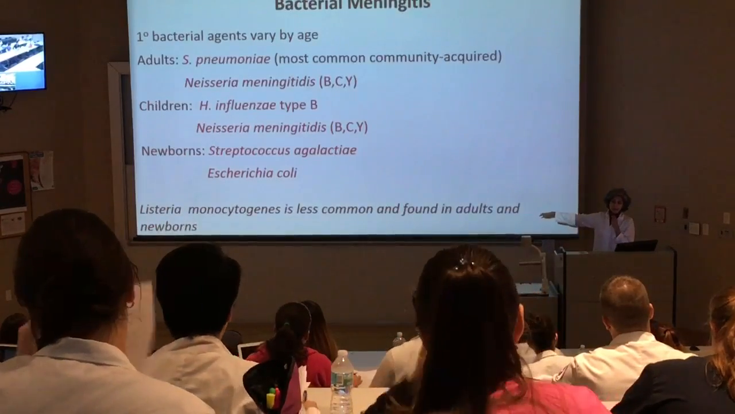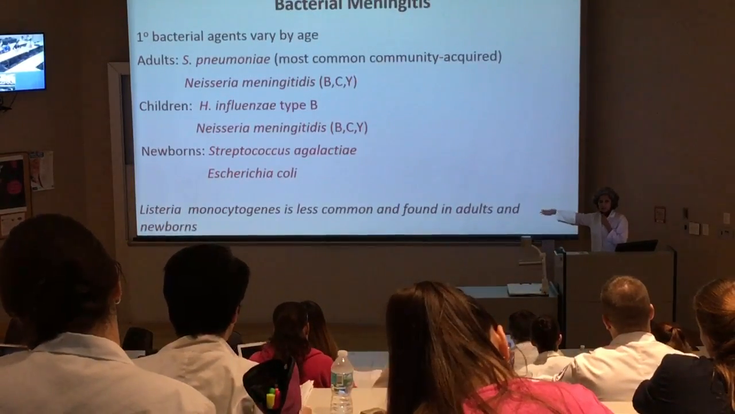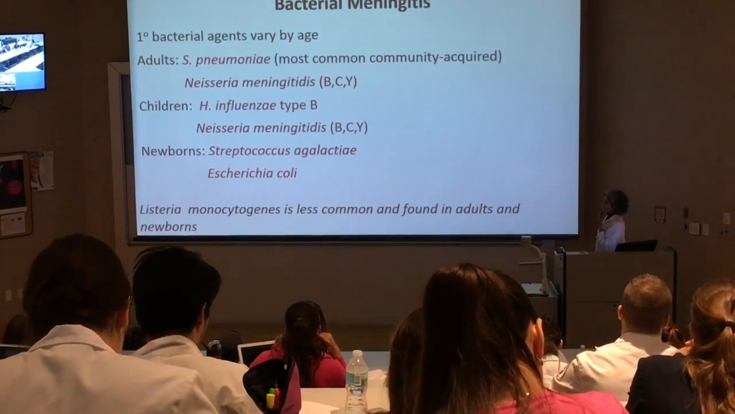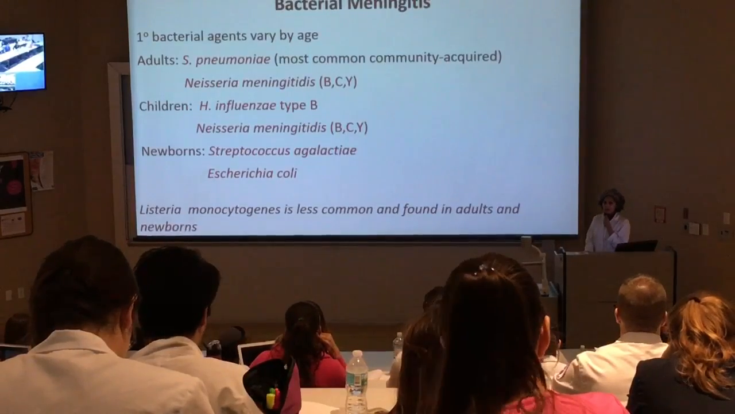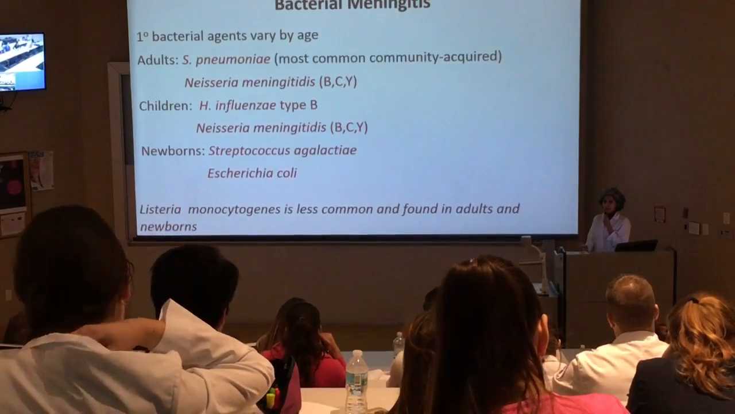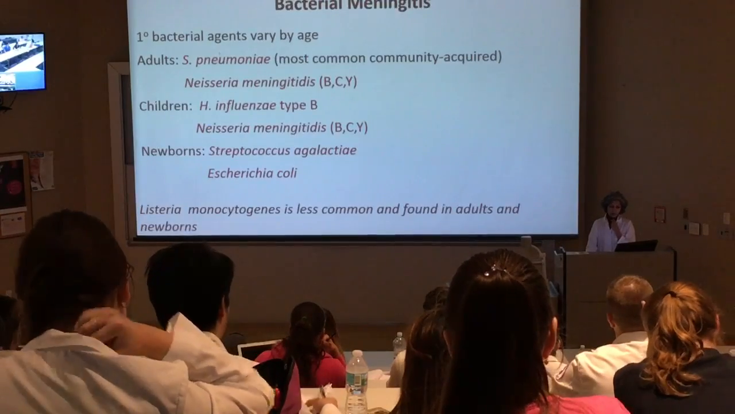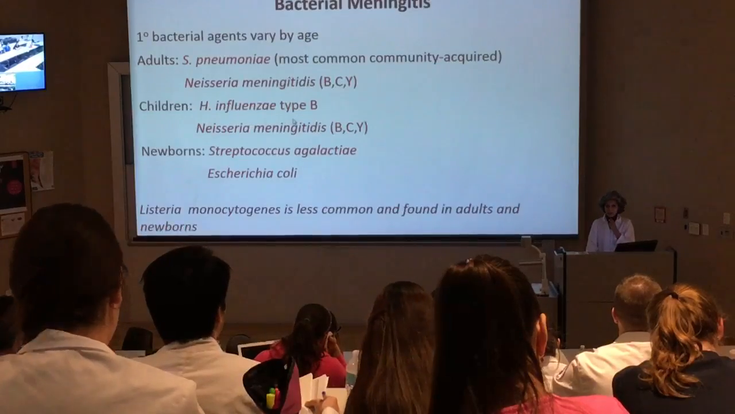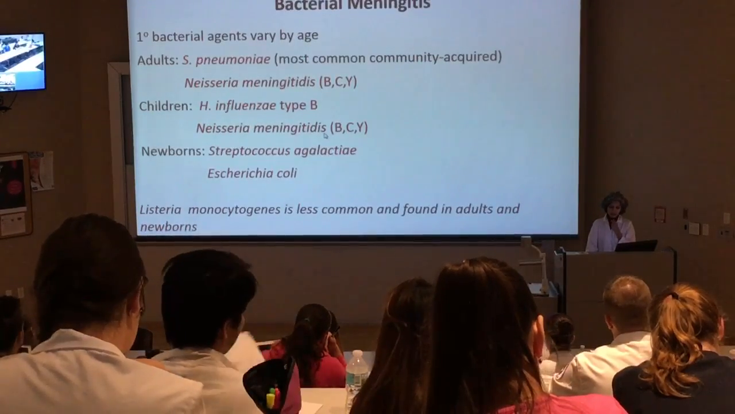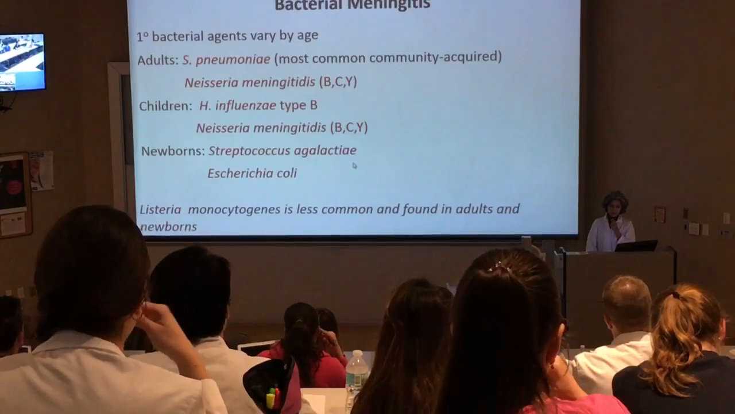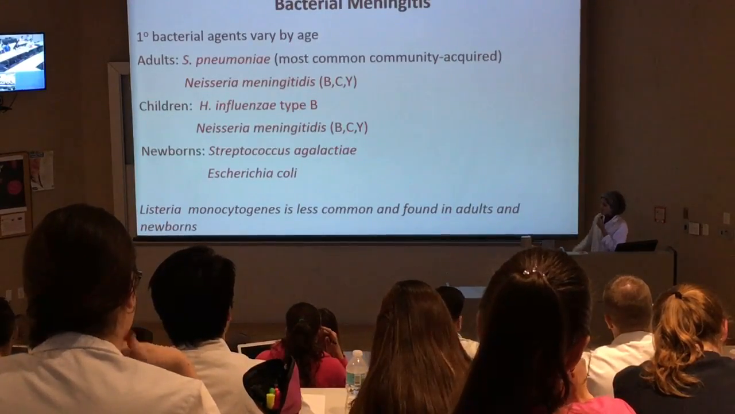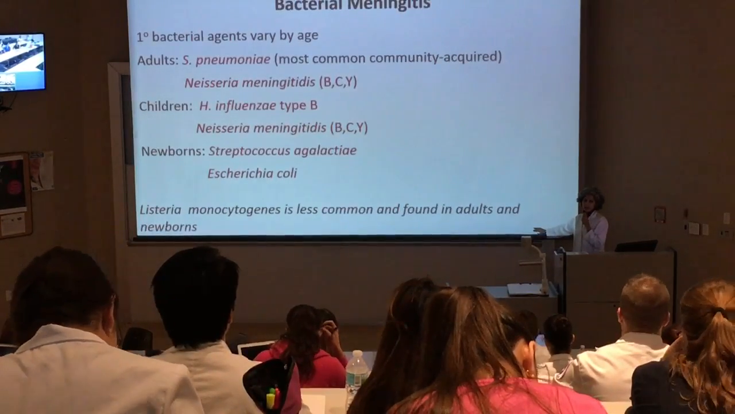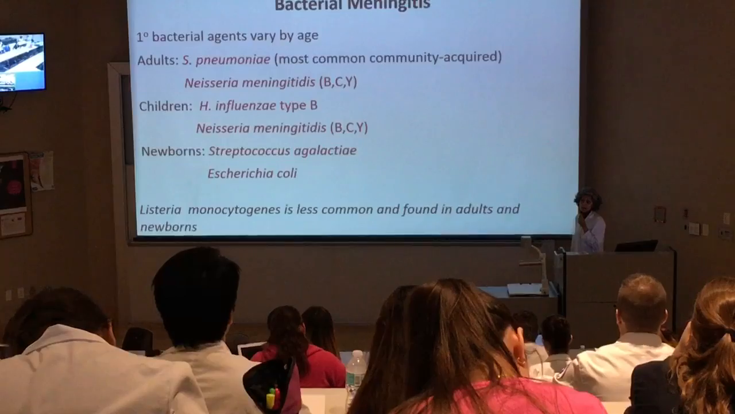We talked about bacterial meningitis. Not all of these we have vaccines for, but we do have vaccines for some of them. And it may be the demographic that is more at risk for one versus the other. So in adults, it's Strep pneumo and Neisseria meningitidis, whereas in children, it's Haemophilus influenzae type B and Neisseria meningitidis. In newborns, you have Strep agalactiae and E. coli. You also see Listeria monocytogenes, but this is less common, and if found, it's usually found in adults or newborns. Okay?